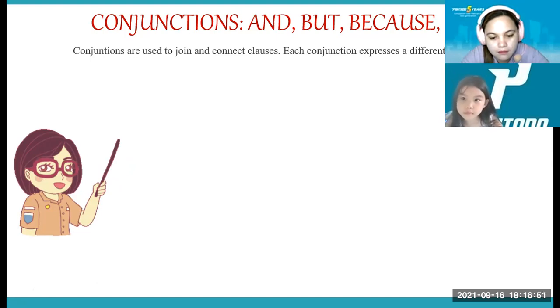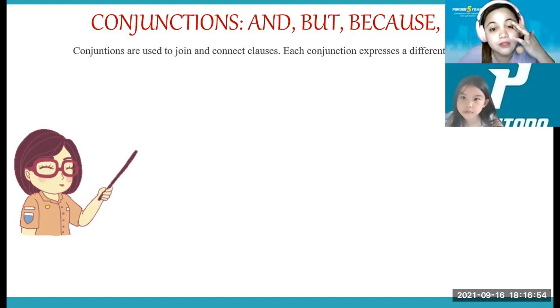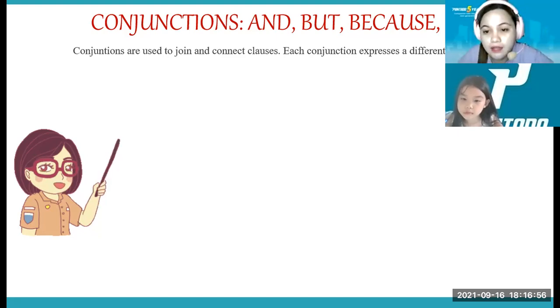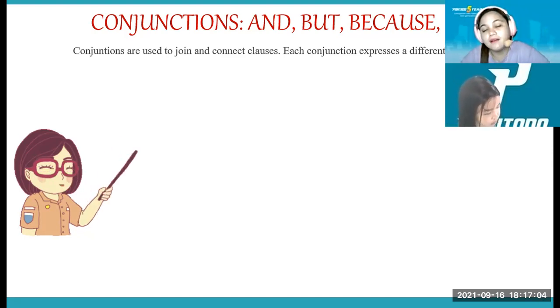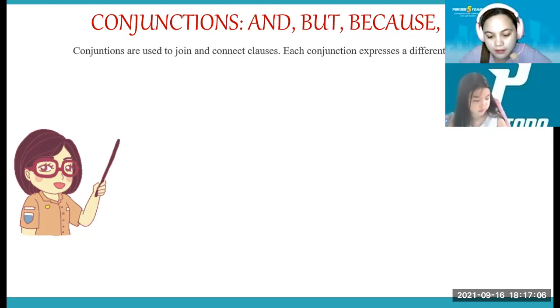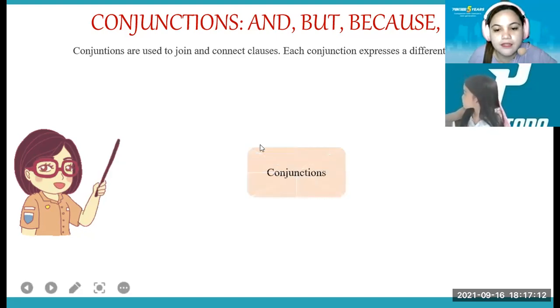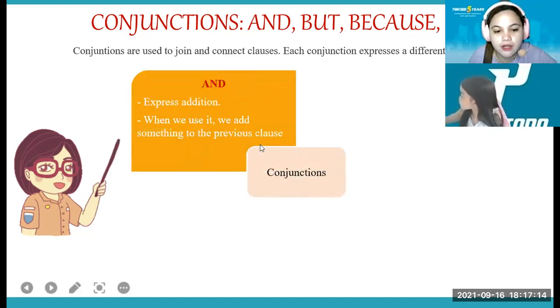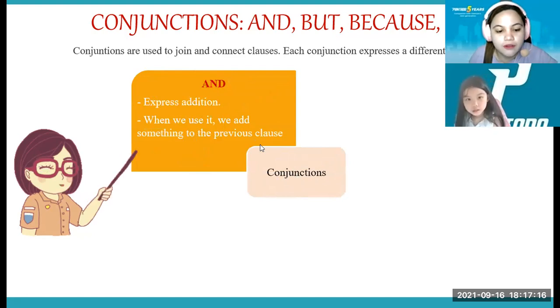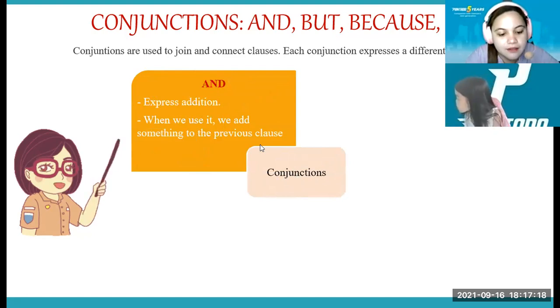All right. So conjunctions are used to join and connect clauses. Each conjunction expresses a different meaning. So conjunction means these are the words that connect two words together. Okay. Yes. So here are the examples of conjunctions. All right, when do we use the word and?